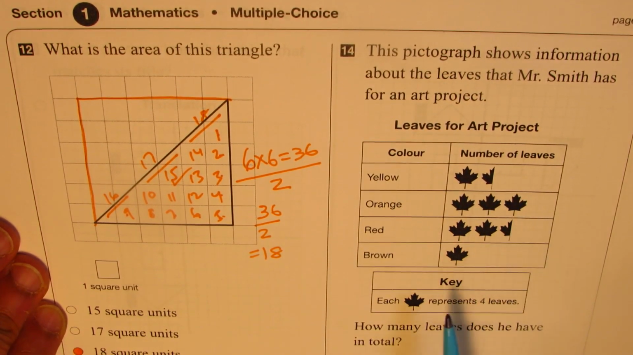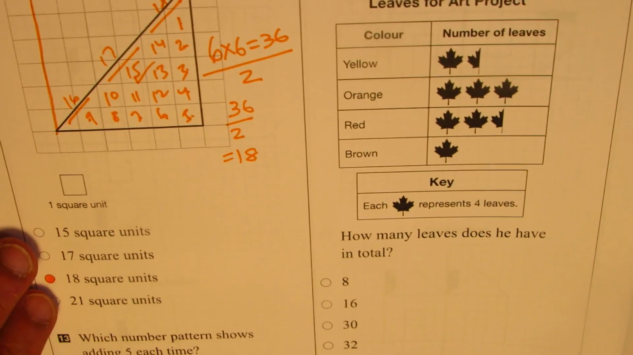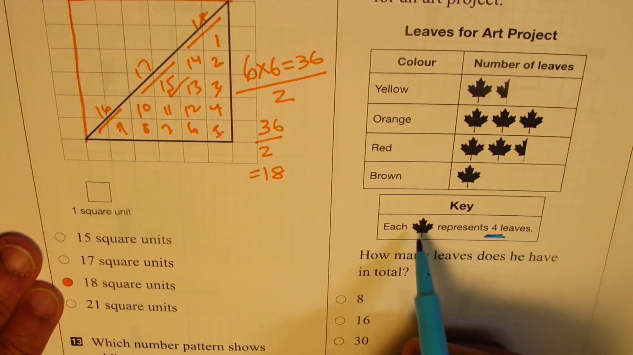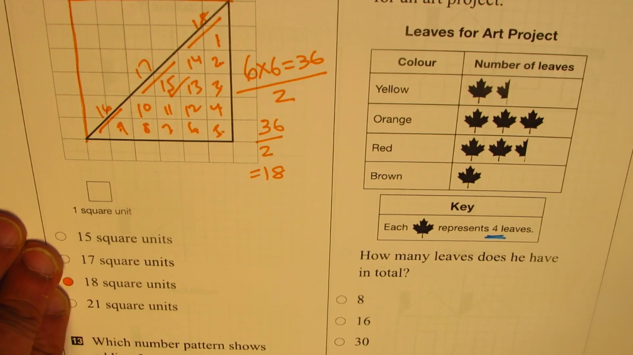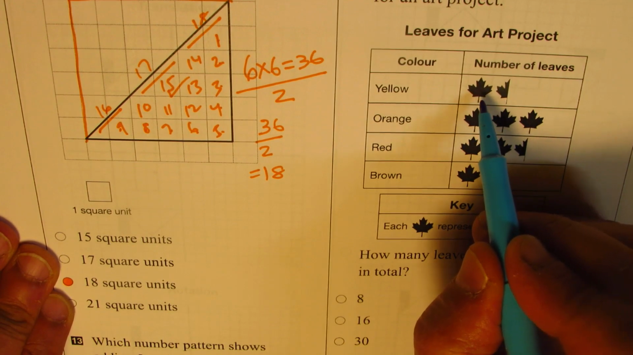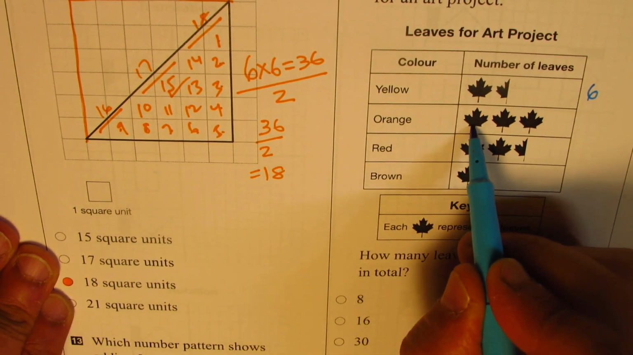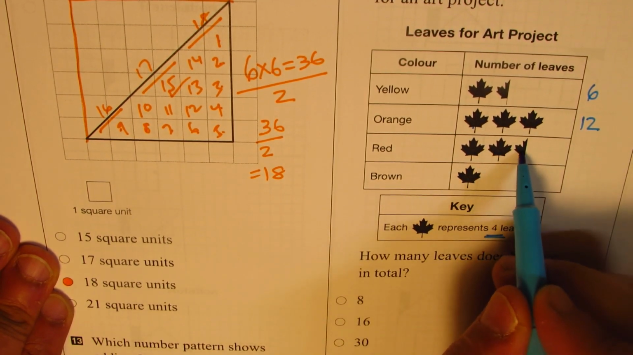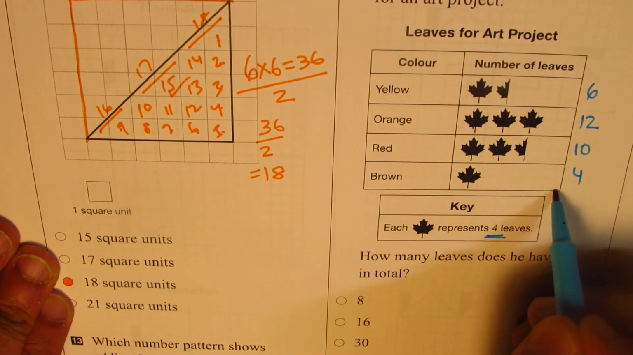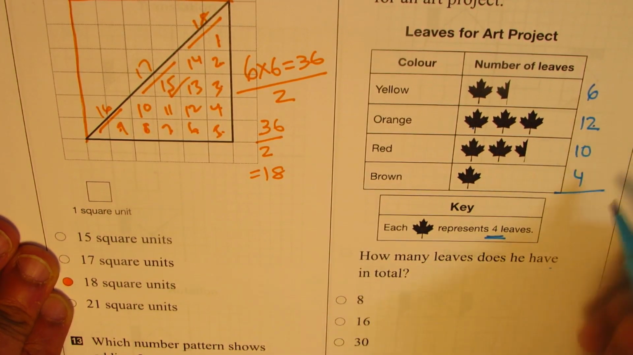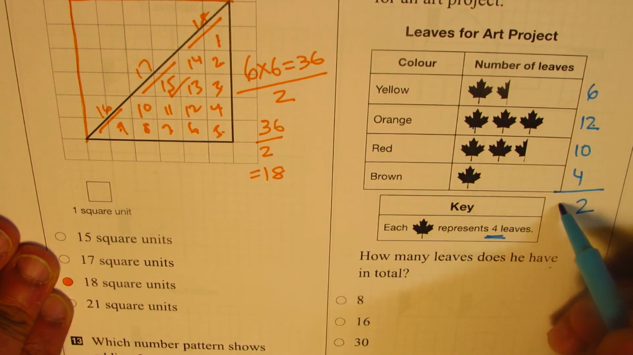Yellow, so those many. You have to always look into the key, right? So the idea here is to look into the key. This is very important. Each is 4, right? So 4 leaves. How many leaves does he have in total? So this is 4, right? So 4 plus 2 is 6. 1, 2, 3 fours means 12. 4, 8, and 2, 10. And this is 4. Add them up, right? So you get 6 plus 2, 8. 8 plus 4, 12, 2. And then we get 32.